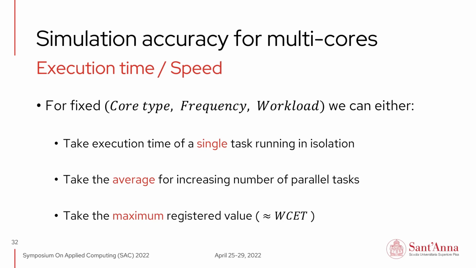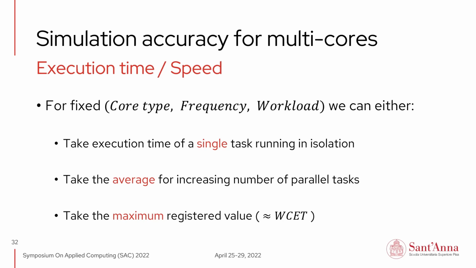Given the three variables that uniquely identify the working condition for a CPU, we can either select the speed measured by the task running in isolation, thus completely ignoring the effects that are shown from multiple platforms, and always use them to simulate the execution time, regardless of how many tasks are running in the system. Or take the average speed for an increasing number of parallel tasks, or take the maximum registered execution time value, typically the one registered while multiple instances are running at the same time in parallel.